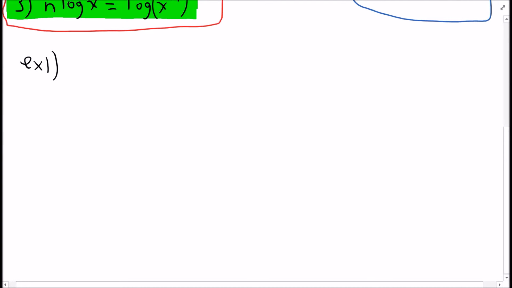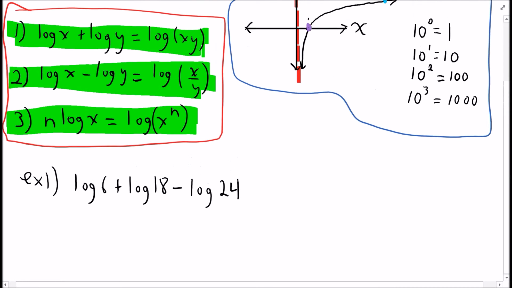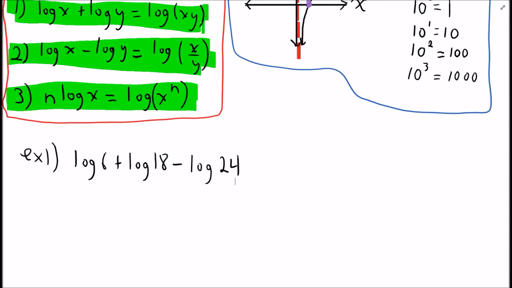So the first example we're going to do, let's do log 6 plus log 18 minus log 24. Alright, so if I scroll up here just a little bit, I'm looking at the first and second rules. I don't see a base on the log, so they're all base 10, and the rule says that if I'm adding, I can times them, and if I'm subtracting, I can divide. And I can do that all in the same line.